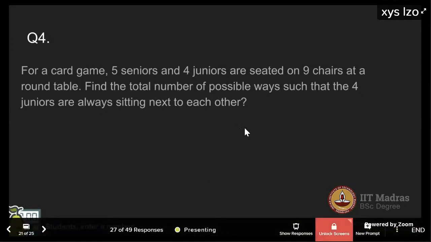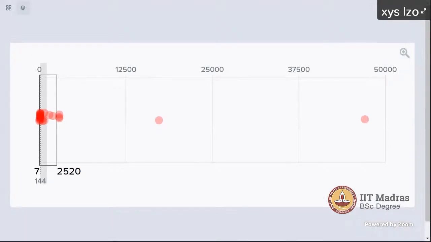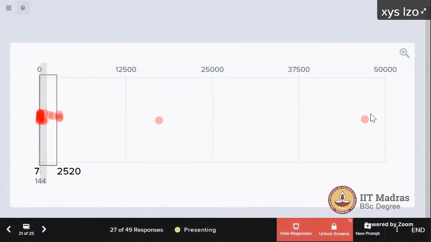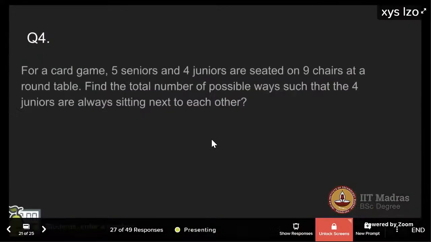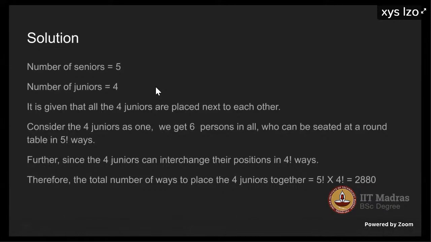Okay, let's move to the solution. Check your responses. Okay, 144, majority 2520. Someone is answering 47. So here the number of seniors is 5 and the juniors are 4, and I know that the 4 juniors are to be placed next to each other, so I consider them as just one single unit. So in total, I have 5 seniors and the group of juniors, so in total 6.